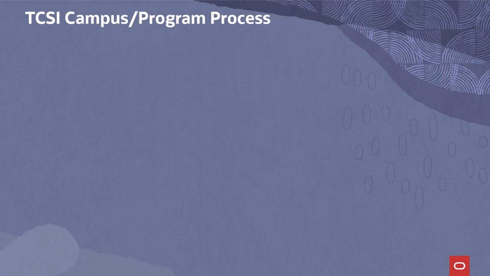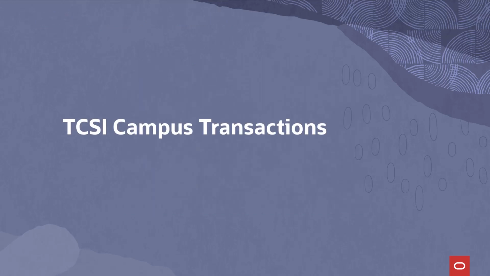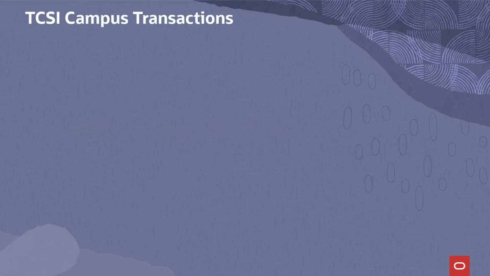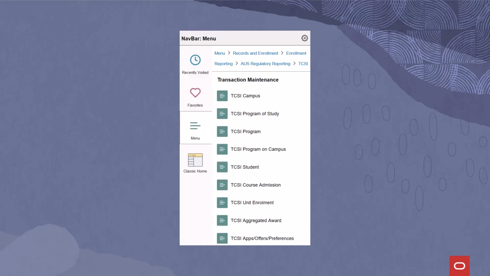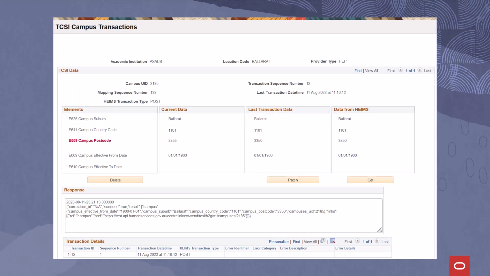The delivered TCSI solution includes transaction pages that allow users to view and maintain single TCSI records. The bulk of the TCSI processing will be done through the processes. The transaction pages allow troubleshooting of issues and performing some actions, such as delete, which the processes do not do. The TCSI transaction page can be found in the Transaction Maintenance menu, Records and Enrolment, Enrolment Reporting, Oz Regulatory Reporting, TCSI, Transaction Maintenance. All of the transaction pages have a similar design, and I will explain their features here using the TCSI Campus Transaction page as an example.